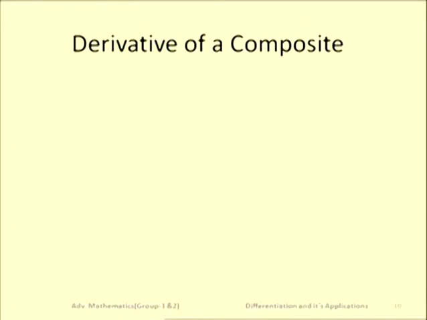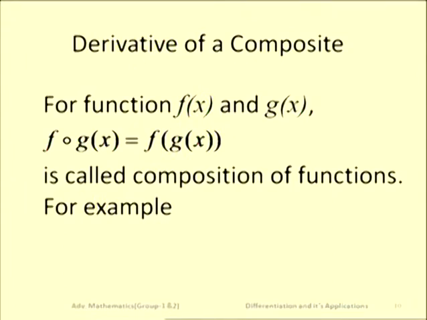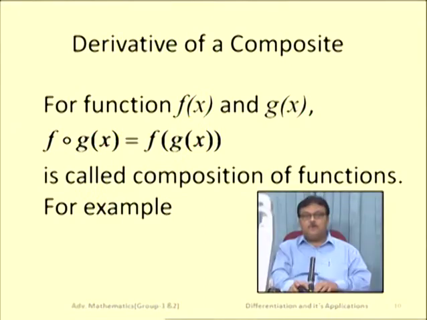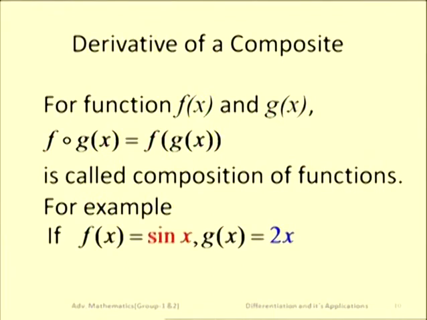For that, let us see what is the composition of two functions. If we have functions f(x) and g(x), then the composition of f and g, known as f o g of x, is f of g(x). That is called the composition of two functions. For example, if I take f(x) is equal to sine x and g(x) is equal to 2x, then the composition of f and g is sine 2x. Sine I have taken in red, that is the f function, and the second function in blue color. So as we have seen just now, y is equal to sine 2x is a composition of two functions. So how to get the derivative of this?